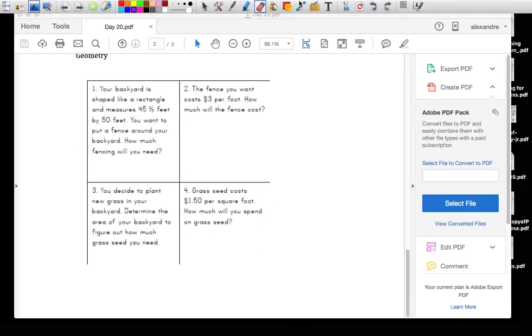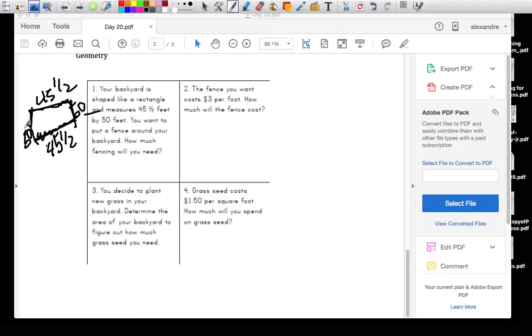Okay, your backyard is shaped like a rectangle. Those of you lucky enough to have a rectangle. It measures 45 and a half by 50. Okay, this is not to scale, obviously. It's a rectangle, so this side is 45 and a half, and this is 50. You want to put a fence around, so we're not finding the area, we're finding the perimeter. So how much fencing do I need to go around?